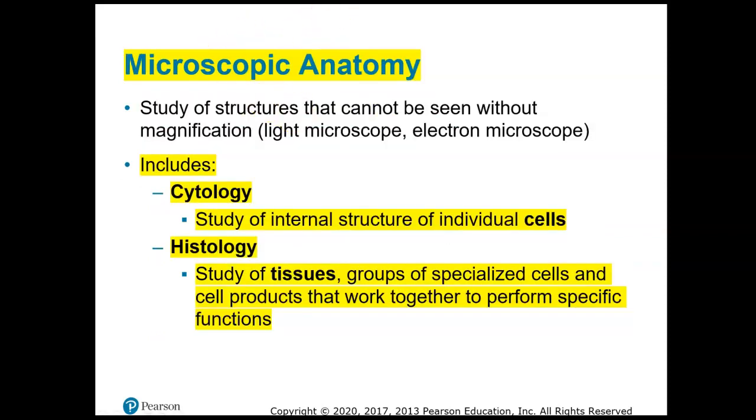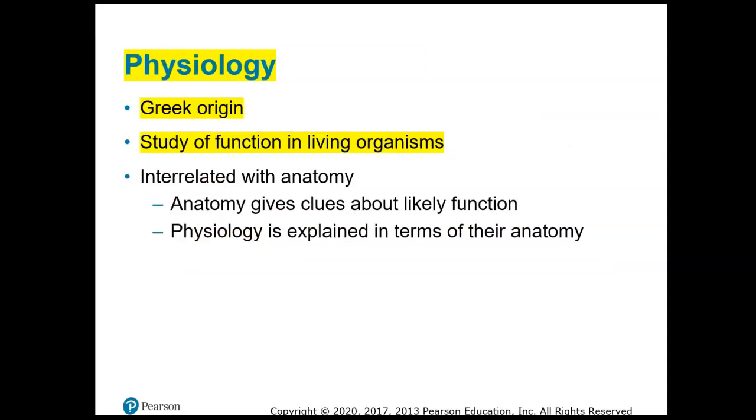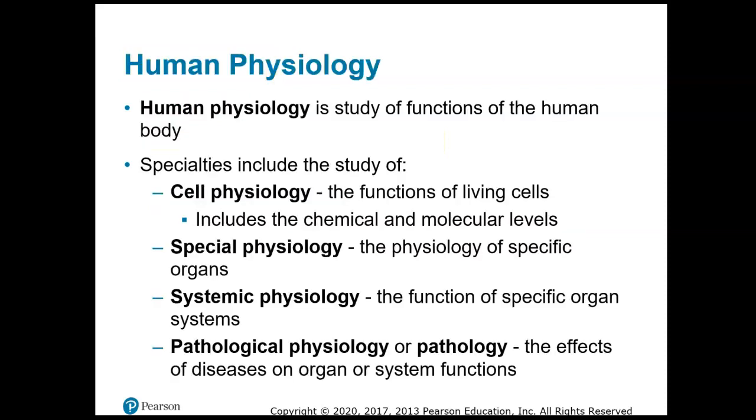And microscopic anatomy is going to include basically two studies. Cytology is the study of cells, and histology is the study of tissues. We will cover cytology in chapter 3, and we will cover histology in chapter 4. There are 4 main tissue types found in the human body. Now, so anatomy is structure, physiology is function. That word also has a Greek origin, but just always remember anatomy is the structure, physiology is the function.